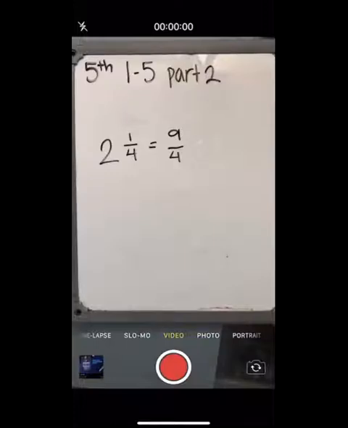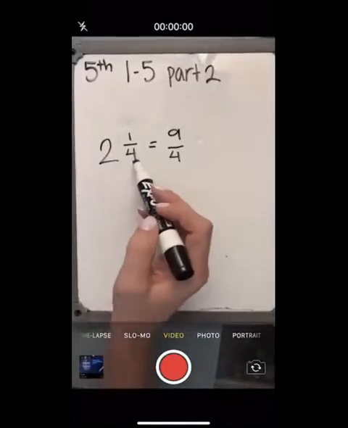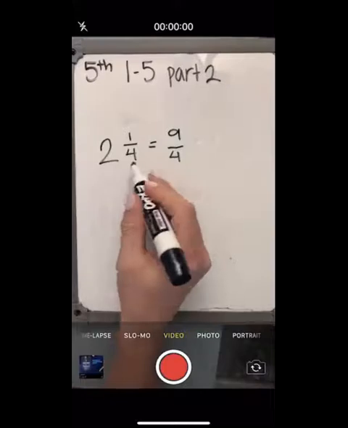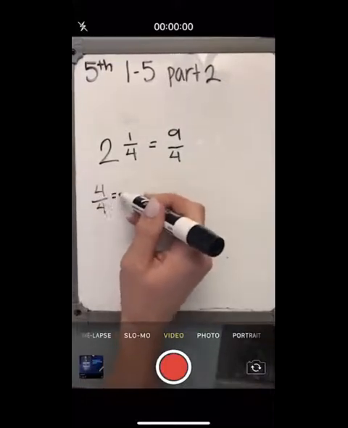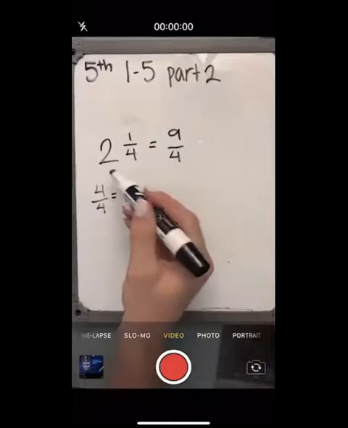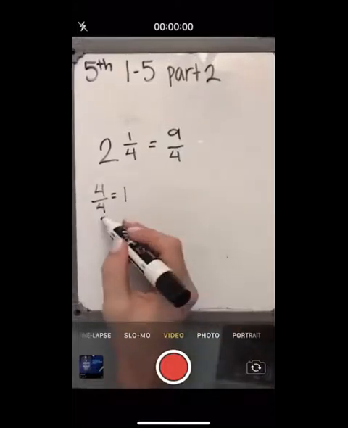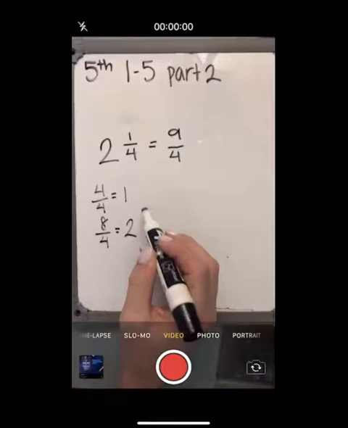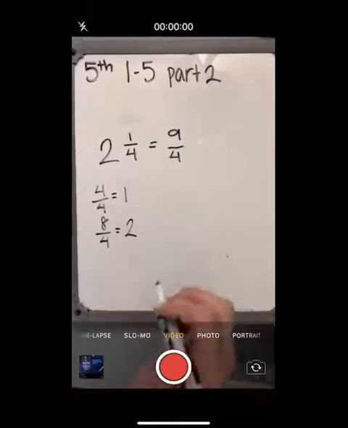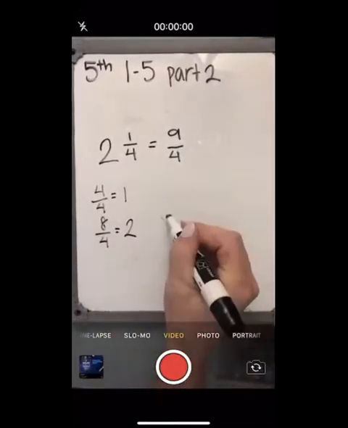Now that I've given you a few seconds to think, hopefully you've come up with some sort of answers, such as, again, I know that 4/4 is 1 whole because I'm working in fourths. 2 of those wholes would be 8/4. And then I have 1/4 left over, so I need to add that to it, and it gives me 9/4.